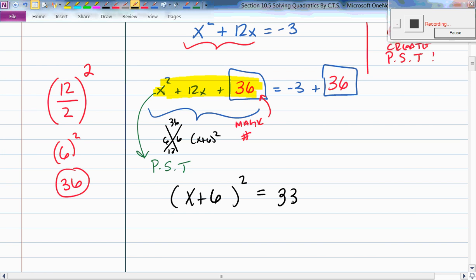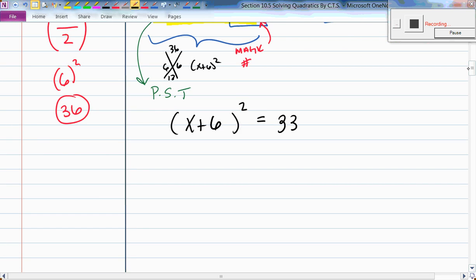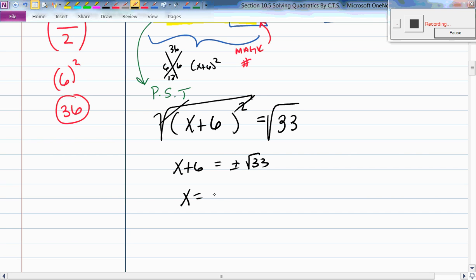33, that's it, huh? That was pretty easy, huh? Okay, now, it says we're supposed to solve. What would be my next step in trying to solve this? Yeah, exactly. Now we just take the square root. So I get x plus 6 equals plus or minus the square root of 33. And what's the last thing I have to do? You got it. X equals negative 6 plus or minus the square root of 33.